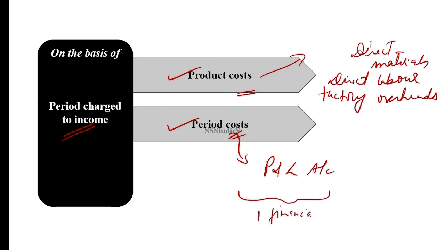So all those costs that are charged to the profit and loss account, irrespective of whether there is production or not, are called period costs. Examples can be again office and administration expenses, or you can talk in terms of marketing expenses. All these are the expenses that can be treated as period costs, and it is charged to profit and loss account.